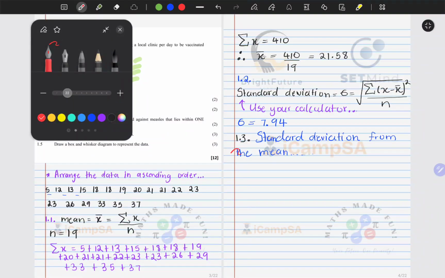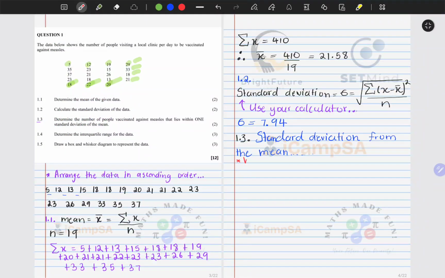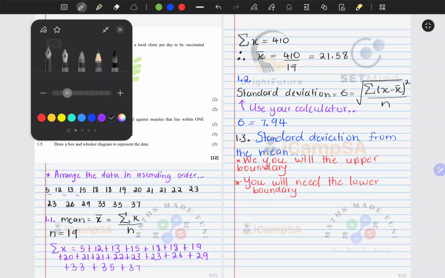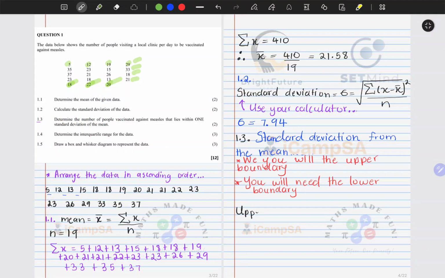Well, what this means is we will need two boundaries. You will need the upper boundary and you will also need the lower boundary. Okay. So let's go ahead and figure out how we find this upper boundary of ours, which we apparently need for this problem.